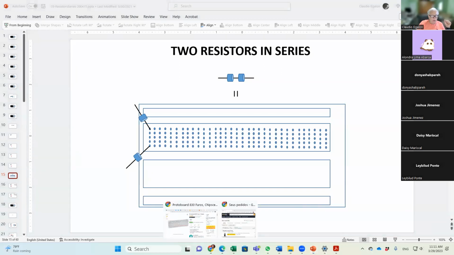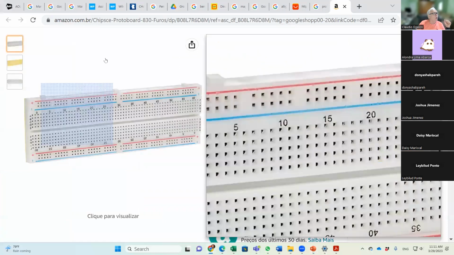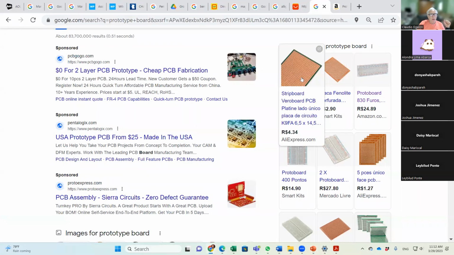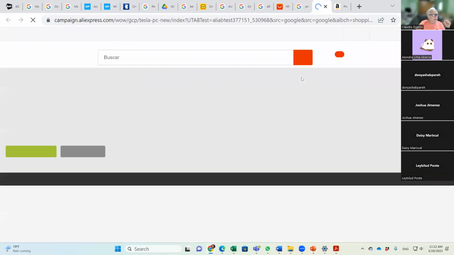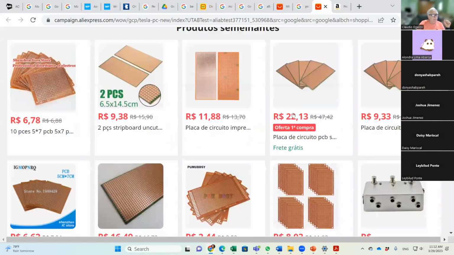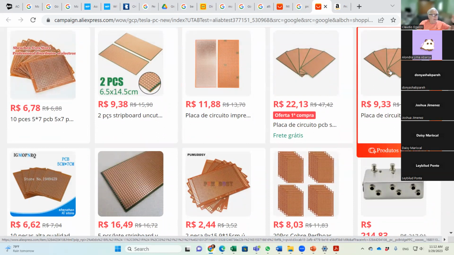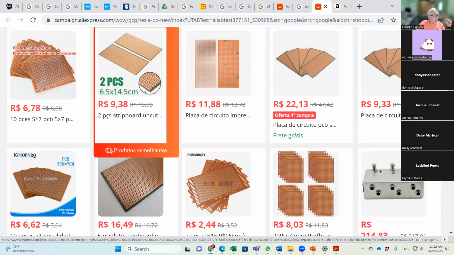These other circuit boards that we saw here, that they also call proto boards, are not as convenient because you have to solder them. You have to apply solder, and it's not just plugging into the hole. You have this copper here. You have to actually solder it with an iron, a solder iron.